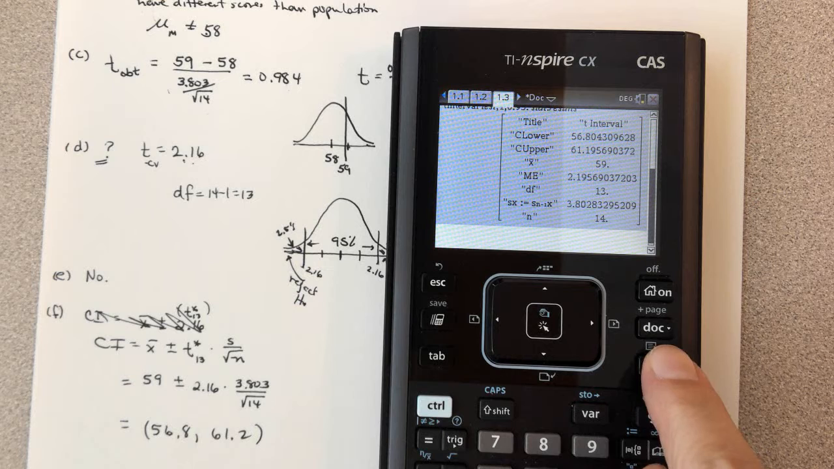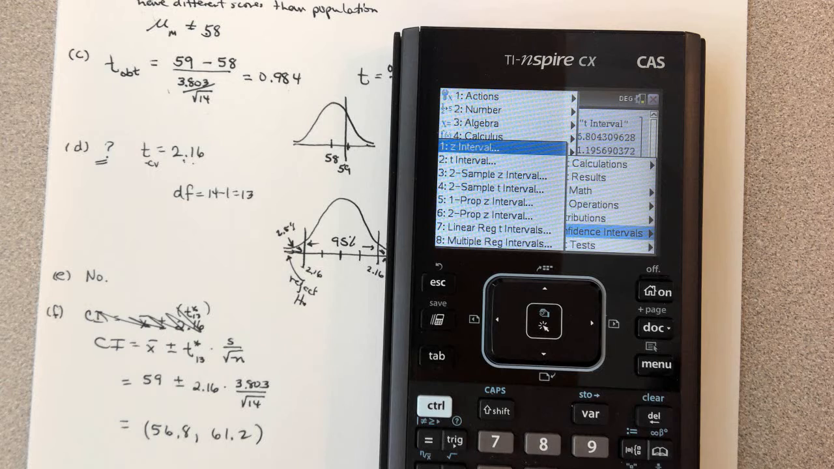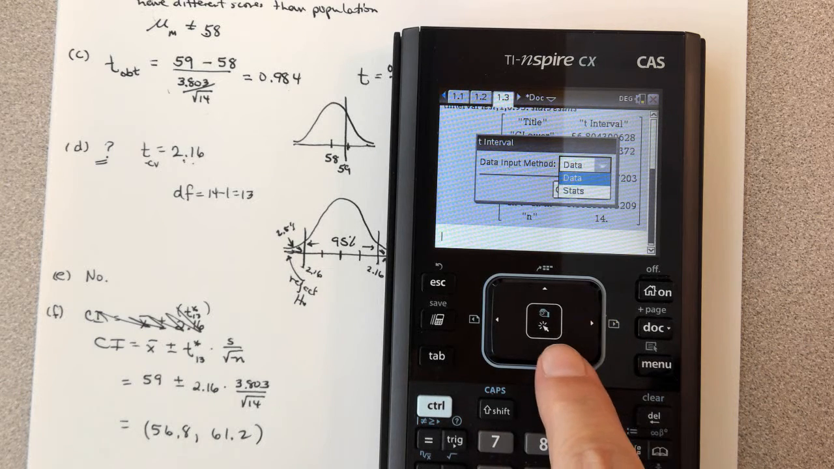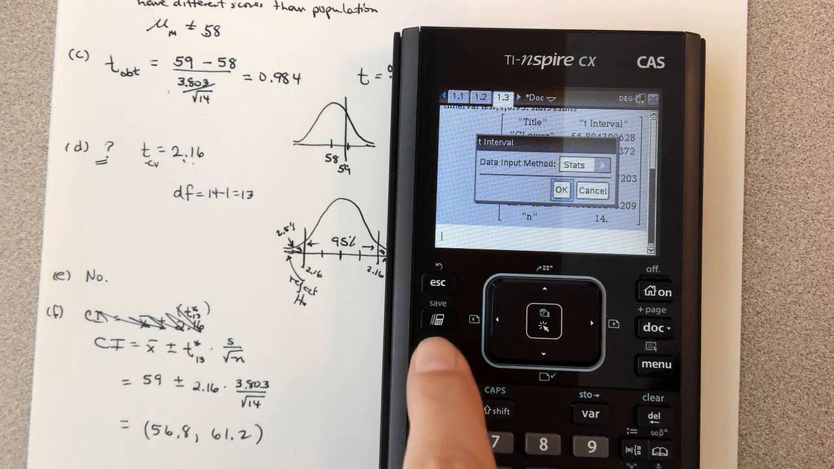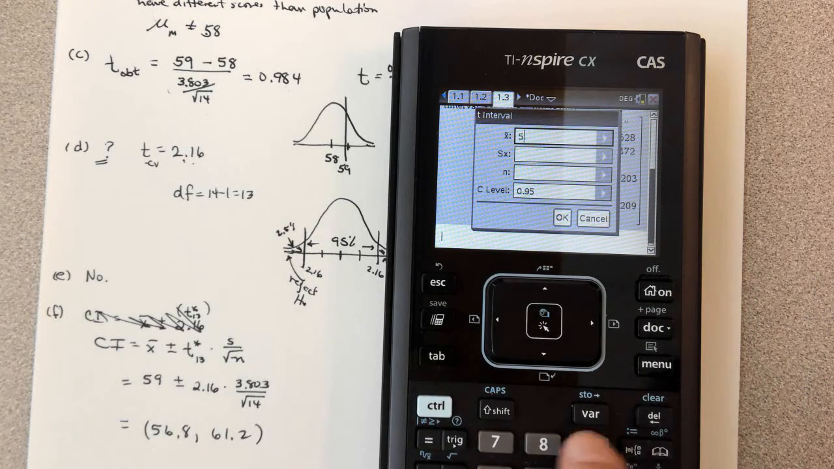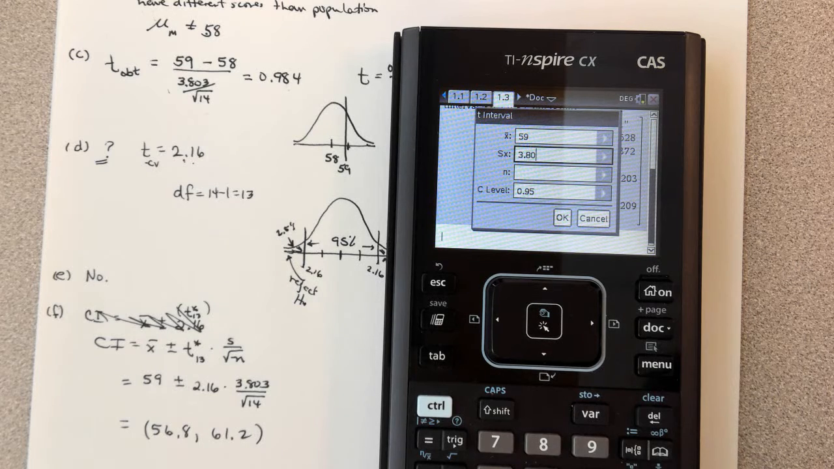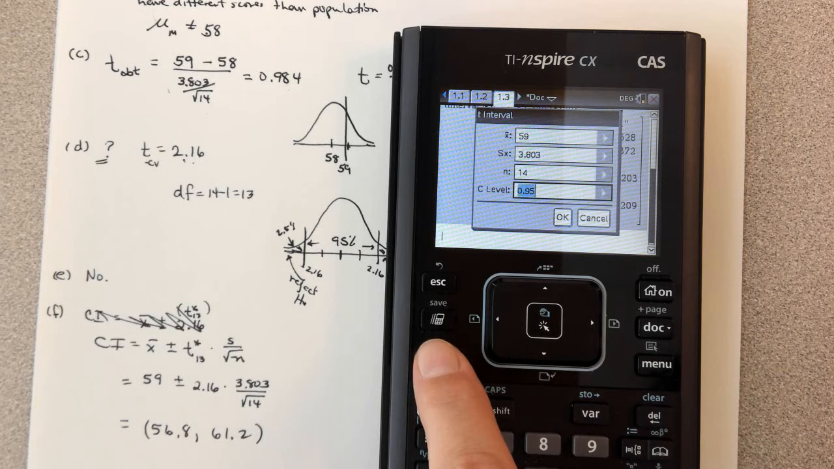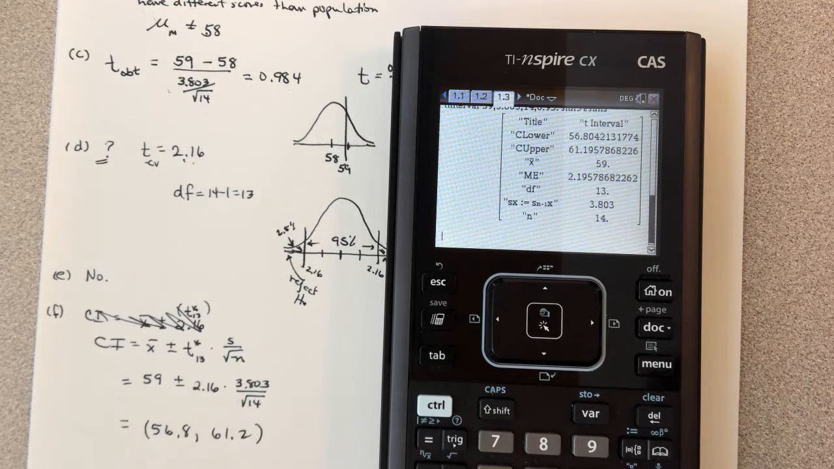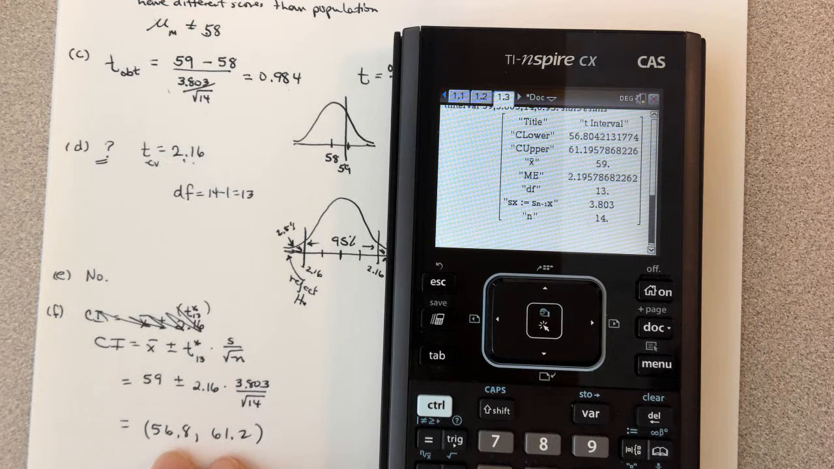Now, you can run it another way. If you go back to Menu, Statistics, Confidence Intervals, and T-interval, instead of the data, you could change it to stats and give it the summary statistics. So let's try it that way and see how it looks. You can give it the X bar, that's 59. Standard deviation of X, that's 3.803. N is 14. It'll compute its own degrees of freedom from that. Confidence level stays 95%. And you'll notice that you get essentially the same thing for your upper and lower bound if you work it with your summary statistics.